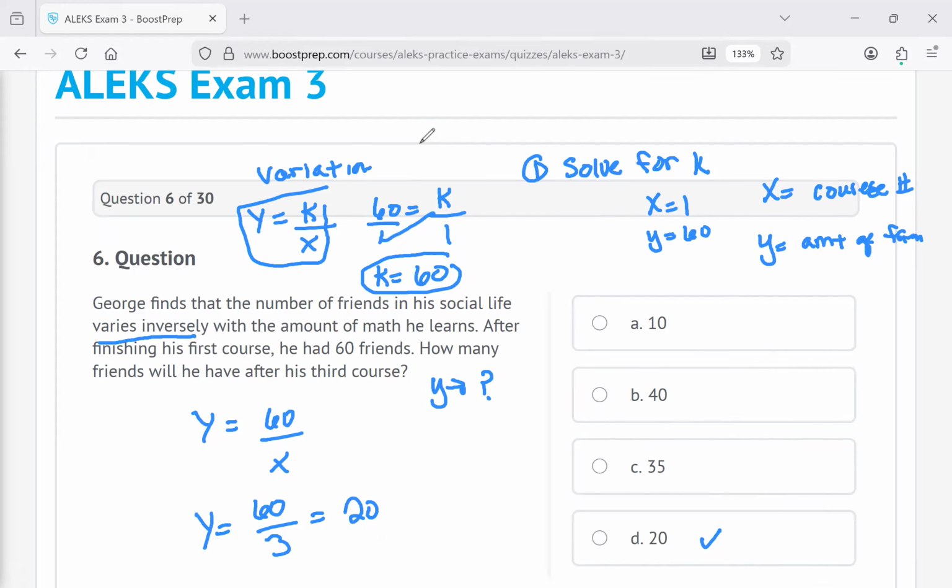Okay. So yeah, this one's a variation problem. What you need to know is that you have to use this formula because it says varies inversely. Then you've got to figure out your k value, then figure out your x and y if they gave it to you, and then figure out what you are trying to find, the x or the y value.